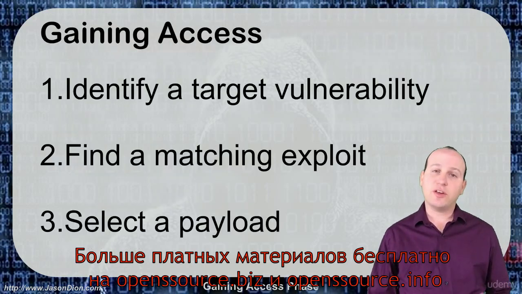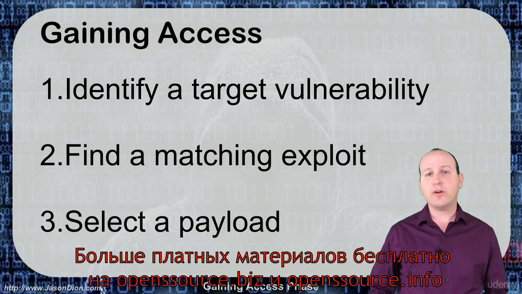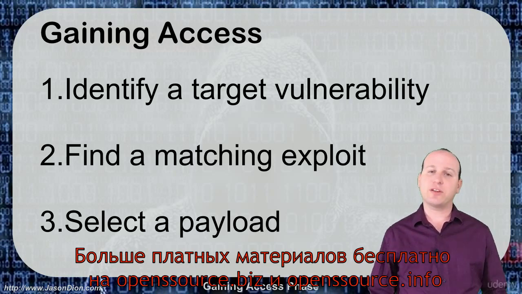So gaining access. How do we gain access? Well, it's really just a 3-step process. We're going to identify the target with the vulnerability, we're going to find a matching exploit, and then we're going to select a payload. Now, what do those 3 things really mean?